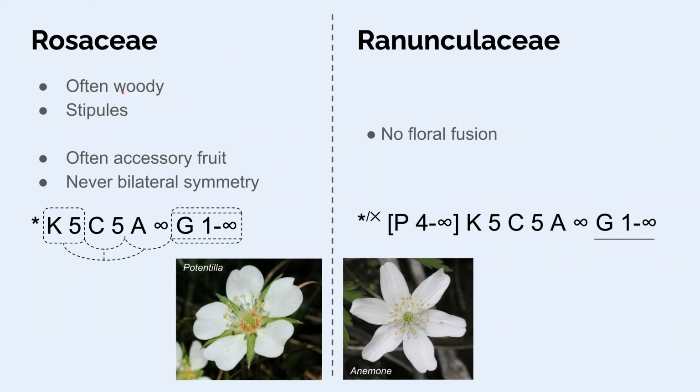Rosaceae can be woody. If you've got a woody plant with these kinds of flowers, that would probably put you in Rosaceae. The presence of stipules can be helpful for identifying Rosaceae. If there's any fusion, those hypanthiums, hypanthia that we saw would be a nice giveaway for Rosaceae. Accessory fruits, and in Rosaceae, always radial symmetry. So in Ranunculaceae, the presence of bilateral symmetry could help you to tell you've got Ranunculaceae. So with some practice, you can pretty reliably tell these apart.